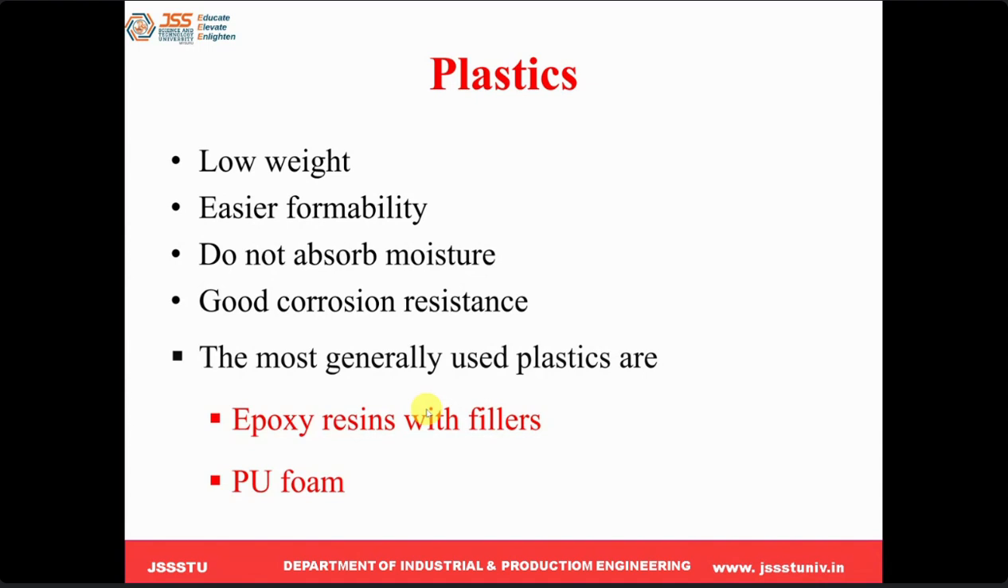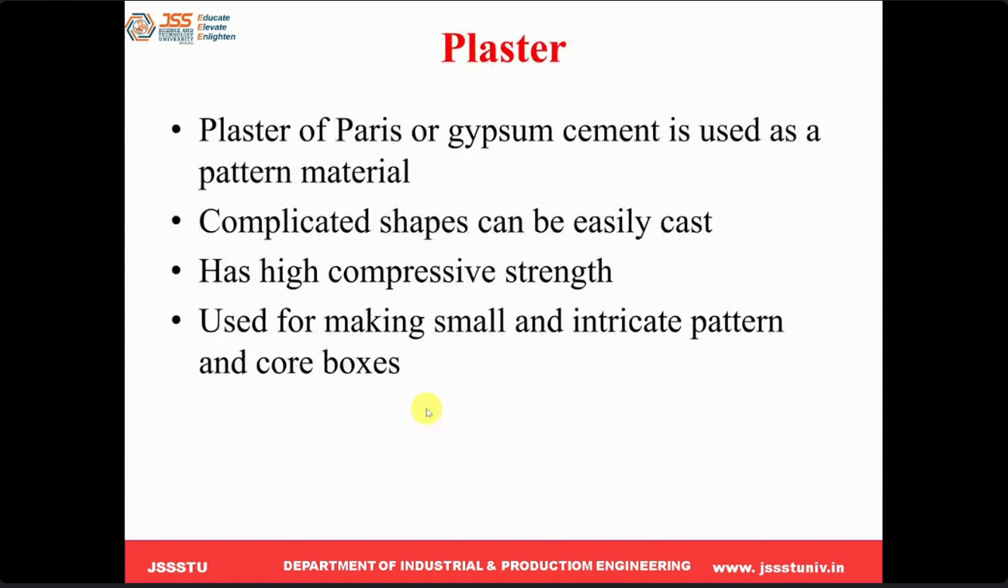Plastics also they are going to use for a few applications, but not for everything. Low weight, easy formability, any shape can be made easily. Obviously corrosion resistance, it will not be affected by moisture. Basically we use epoxy resin and foam as plastic material. Then plaster also we use, like plaster of Paris, usually called gypsum. That is also used.